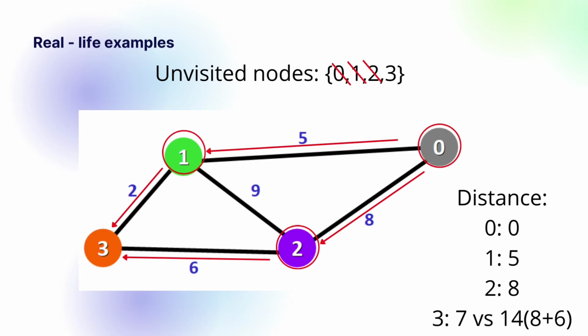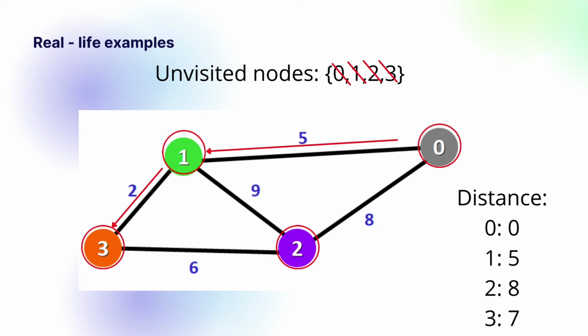Option 1, 0, 1, 3, which is a distance of 7. Option 2, 0, 2, 3, which is a distance of 13. We select the shortest path 0, 1, 3 with a distance of 7. We mark the node as visited and cross it off from the list of unvisited nodes. And voila, we have a final result with the shortest path from node 0 to each node in the graph.